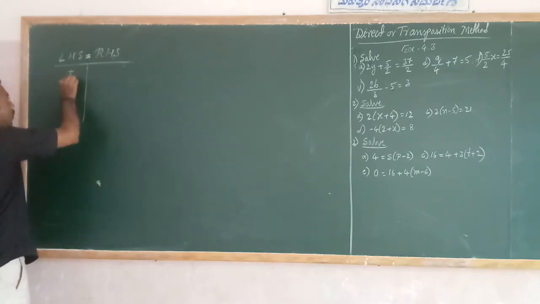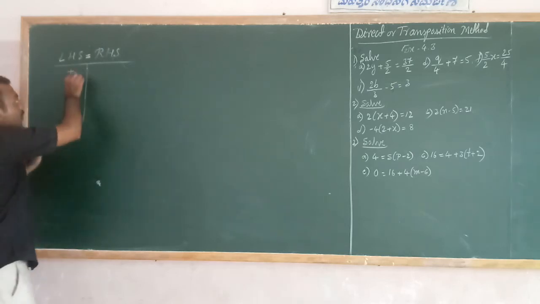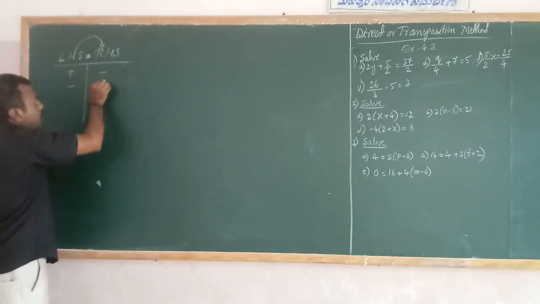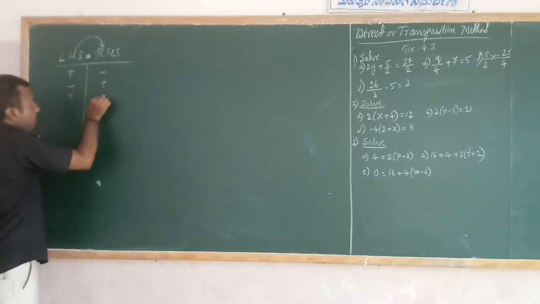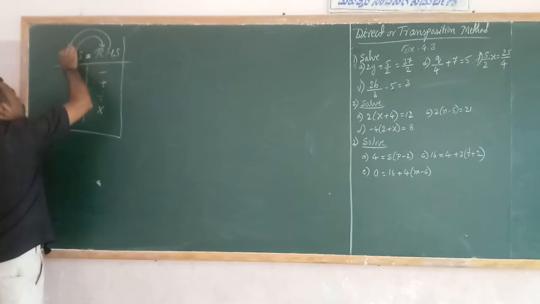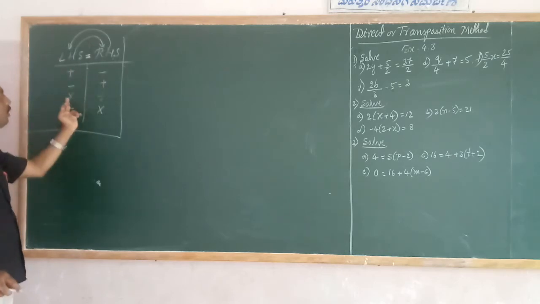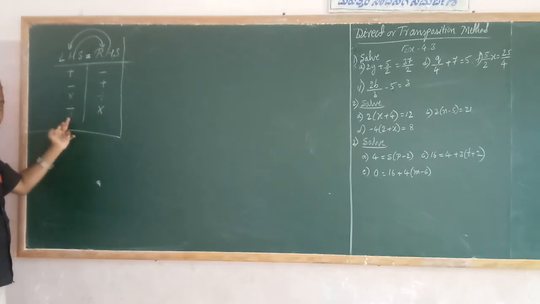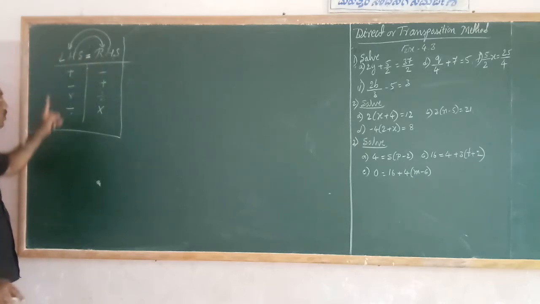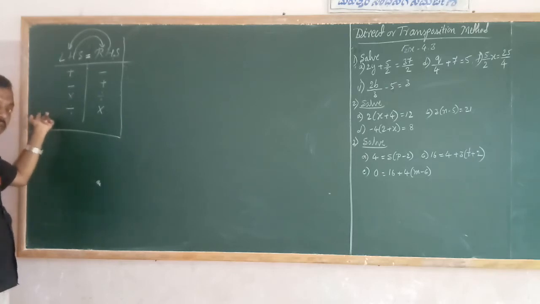Suppose in the LHS there is a positive sign. If it goes to the RHS, plus becomes minus. And minus in the LHS, if it goes to the RHS, becomes plus. Multiplication becomes division, and division becomes multiplication. Similarly from RHS to LHS: minus becomes plus, plus becomes minus, multiplication becomes division, division becomes multiplication. So whenever a term goes from LHS to RHS or RHS to LHS, the sign changes. Keep this in mind.